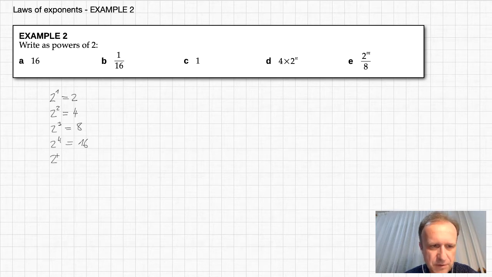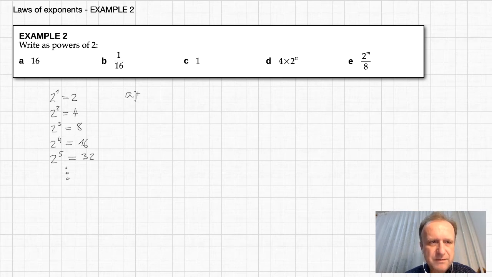so on. We can go on further, like 2 to the power of 5 should be twice as much, which would be 32, and so on. Okay, we can go on like that forever. You can use your calculator to evaluate these powers, or you can just calculate in your memory like that. Okay, so let's start with part A.